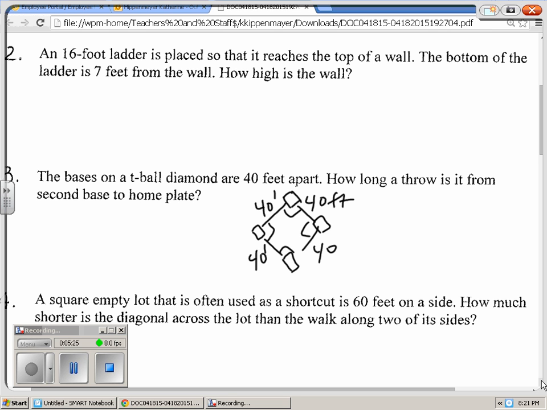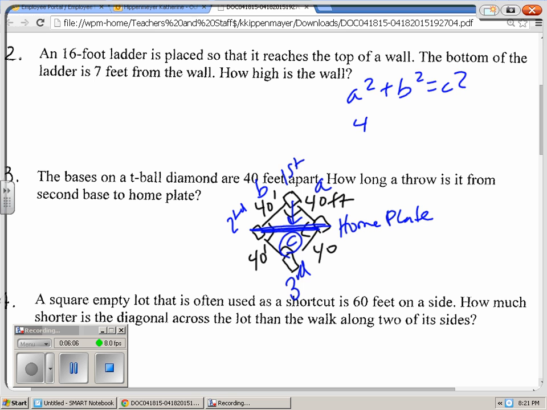So basically what we can do is split this in half. How long a throw is it from second base to home plate? Well, let's just call this home plate. Then we have first base, second base, third base, and they're asking us how far it is to throw from home plate to second base or from second base to home plate. So first of all, we label C, because across from the 90-degree angle, it's the hypotenuse, the longest side. That's what we're trying to figure out. And then both A and B are 40 feet.